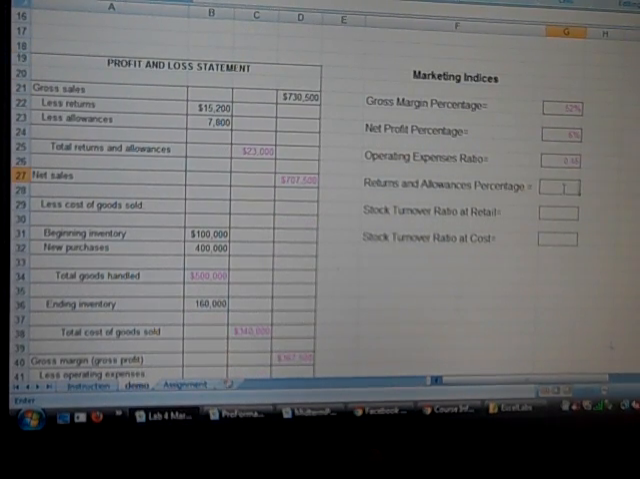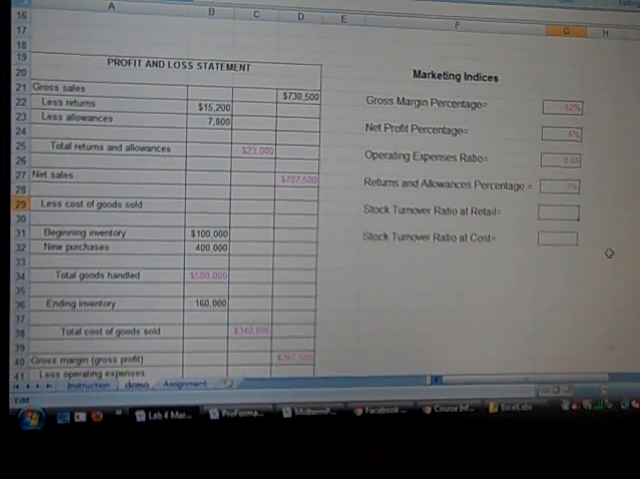And then returns and allowances. You just go to returns and allowances right here. Goes returns and allowances, and you divide by your net sales again. Okay, and this one does say percentage, so I'm just going to put in the percentage here.